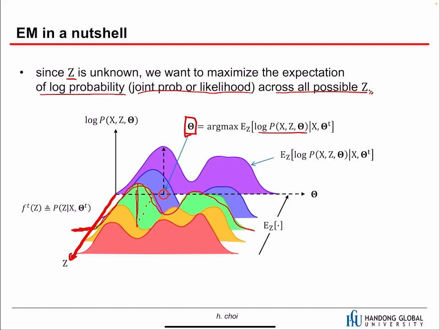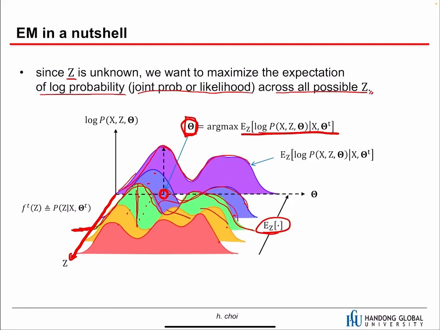But in the EM algorithm, instead of using just one z, we actually use the expectation of all of them. So in this graph, we have lots of distributions like this, and this purple one is actually the expectation of all these distributions. And we want to maximize these expectations with respect to theta. So our estimate is here, and this one is maximizing this purple one, which is the expectation of all these distributions.